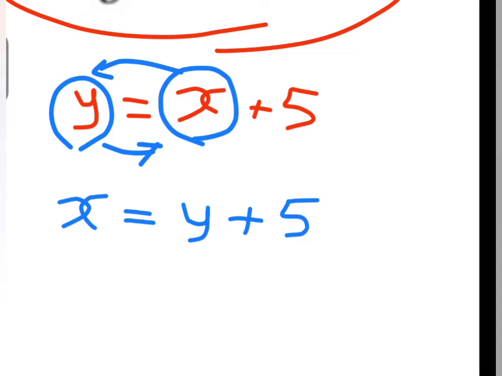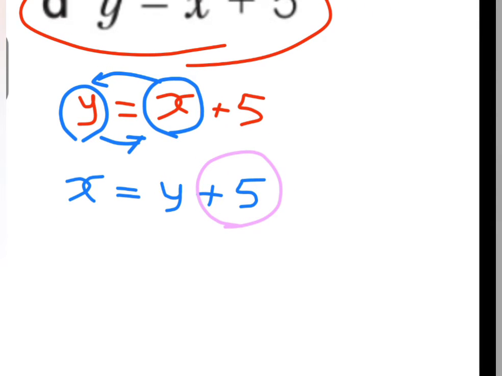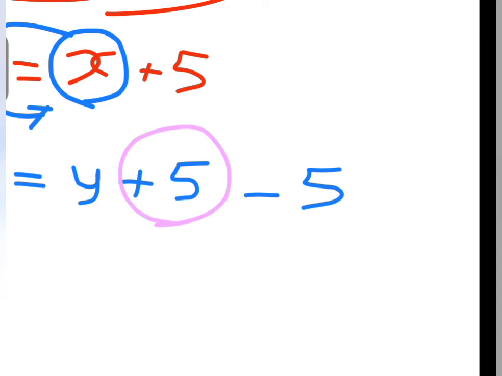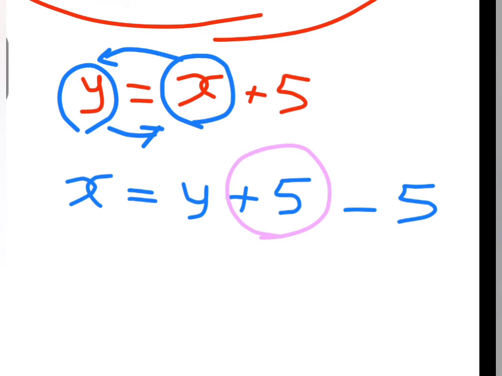Now, we have a plus 5 next to the y. We want to get rid of it. So we do the opposite to it. And the opposite of plus 5 is, very good, negative 5. And because we put negative 5 here, on this side, we have to do the same with the other side. So it's going to be x minus 5. So x here, negative 5.